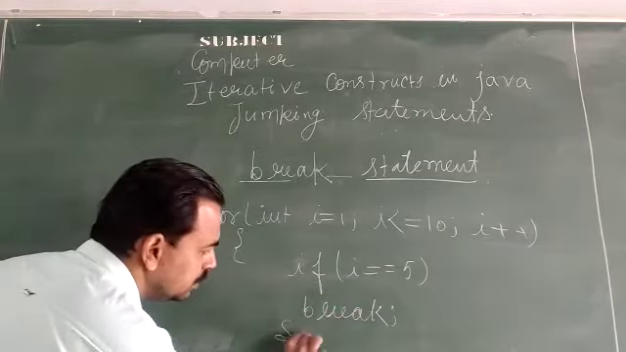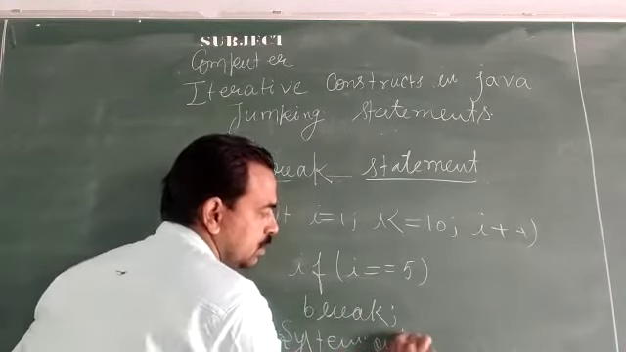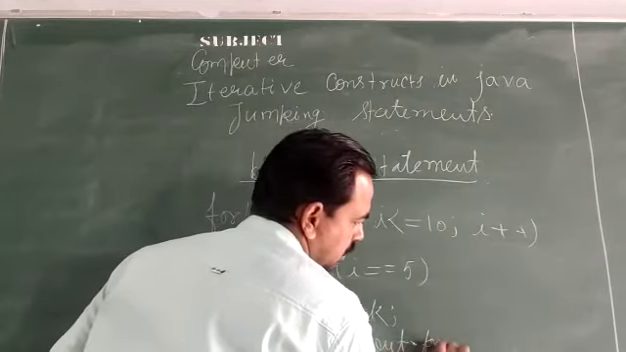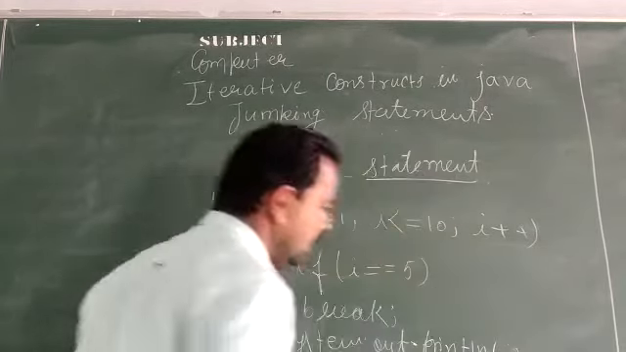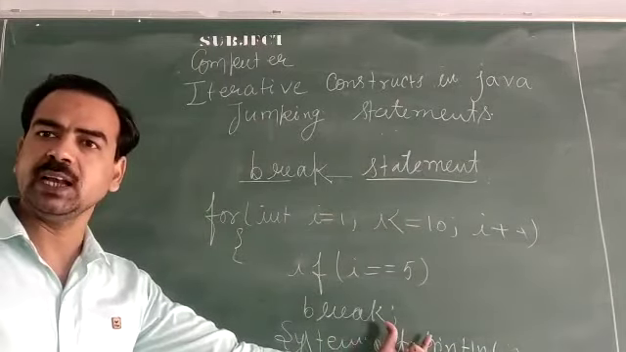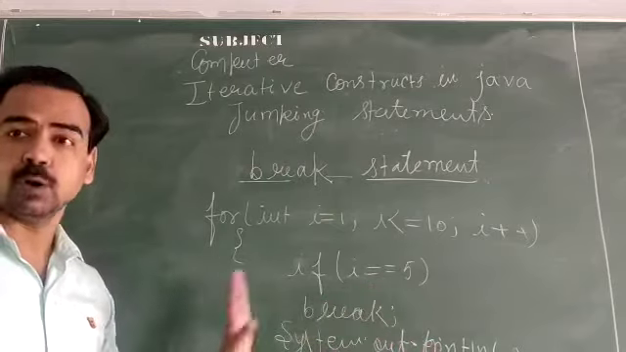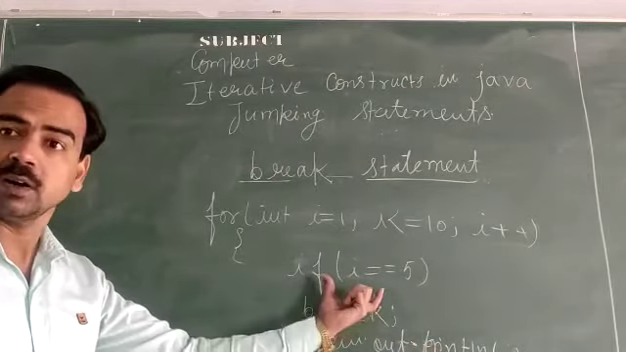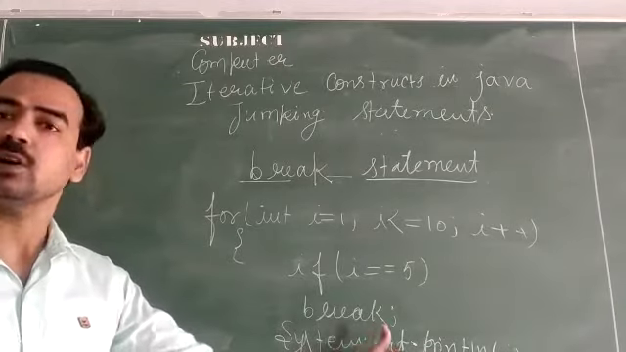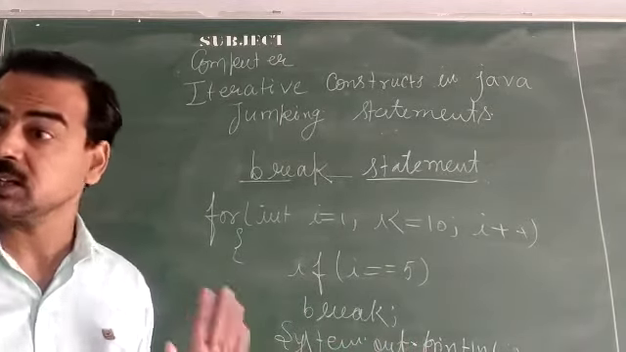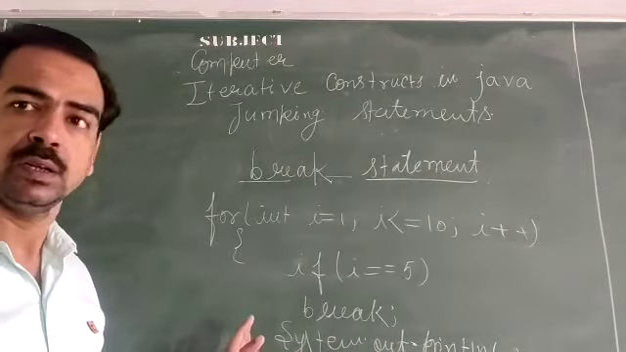Okay, then System.out.println(i). Remember, this System.out.println is the statement which is outside the if block. This is not part of the if block. Got it? But it is part of the loop, not part of the if block.